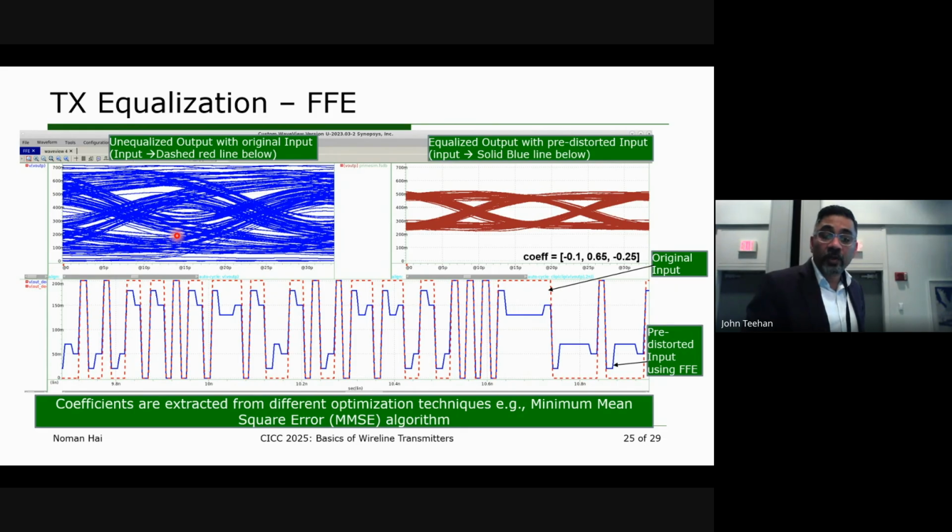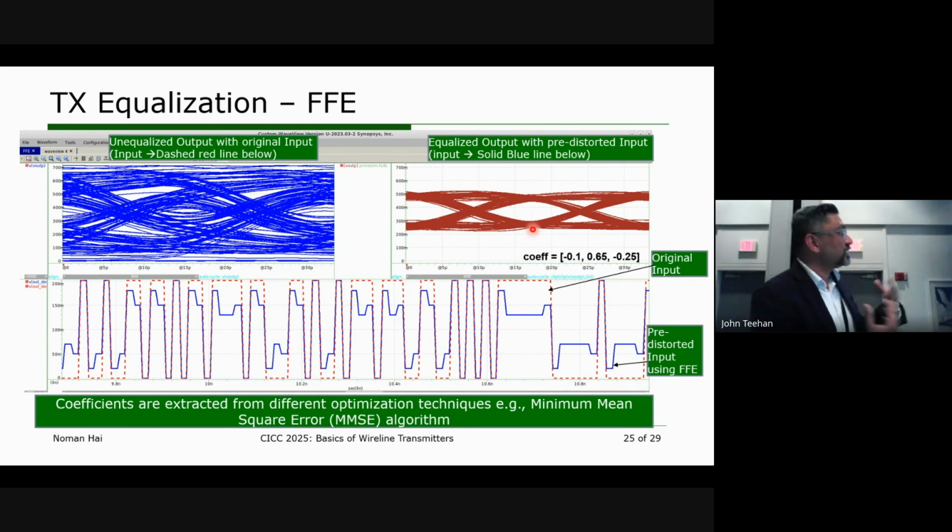So what we do in FFE is pre-distort the data. We already know how the channel is going to respond. So we pre-distort the signal, and that pre-distortion you can see as a blue solid line in the input. And when we send that data through the channel, you can see the output will look like, on the right-hand side, this red one. This is an equalized eye. Now you can see the eye is open.